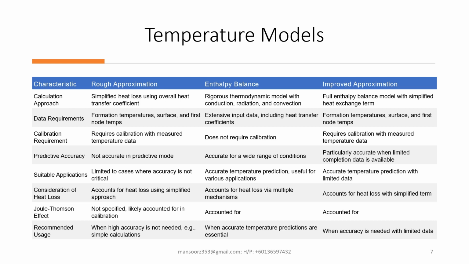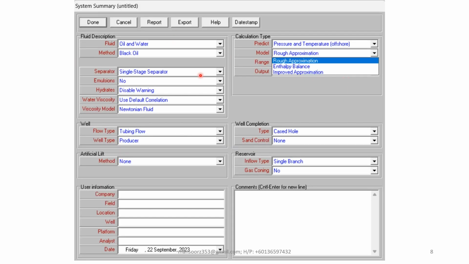So this is just an example to show you how these three temperature models can be accessed. Through the main menu, you can choose options, and from there you can go for the calculation type, and then from the model drop-down menu you can choose whatever model you want to work with.